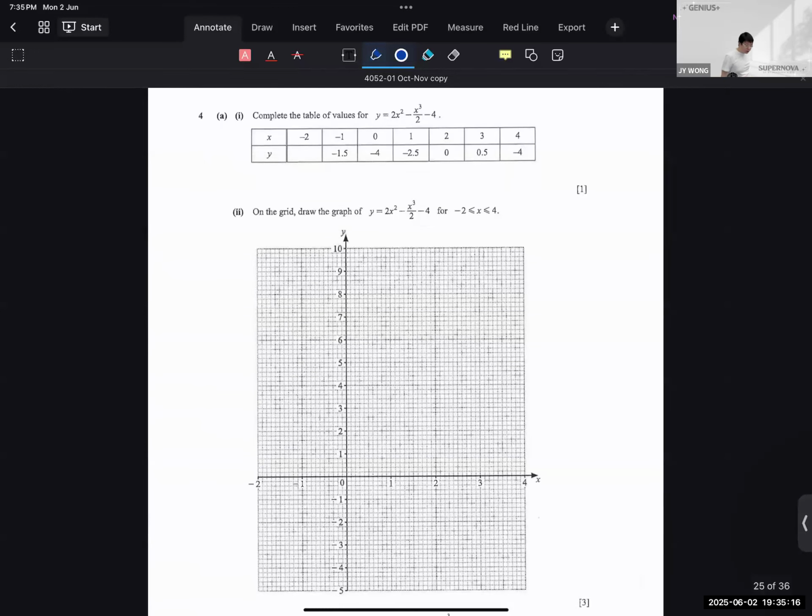Then look at 4A. 4A, very standard question. You all should be happy to see questions like that.